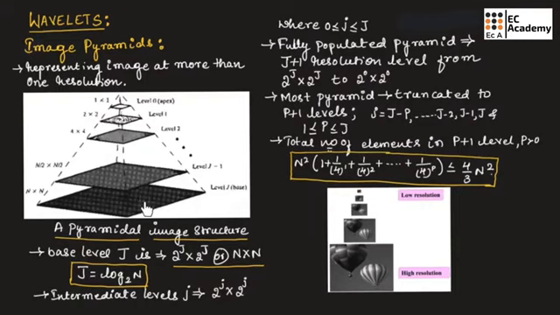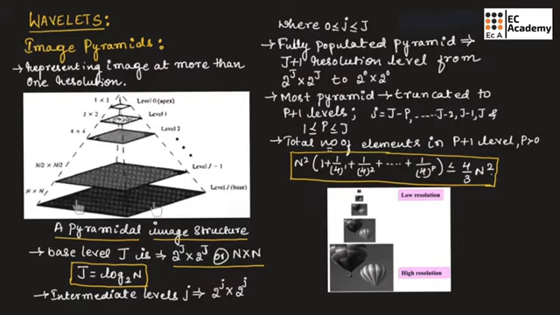This figure shows a pyramid image structure where the base of the pyramid consists of a high resolution representation of the image being processed, and the apex of the pyramid contains a low resolution approximation of the image. As we move up the pyramid, both the size and the resolution of the image decrease.